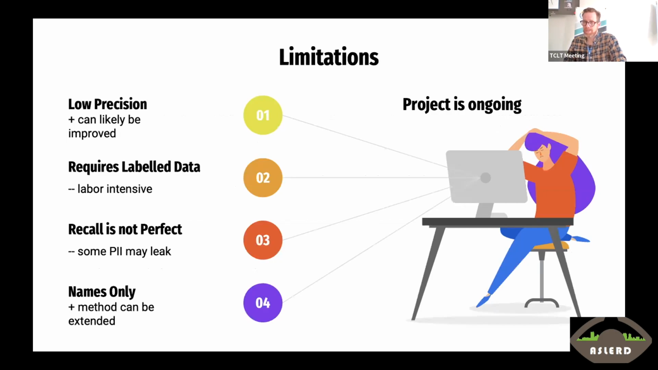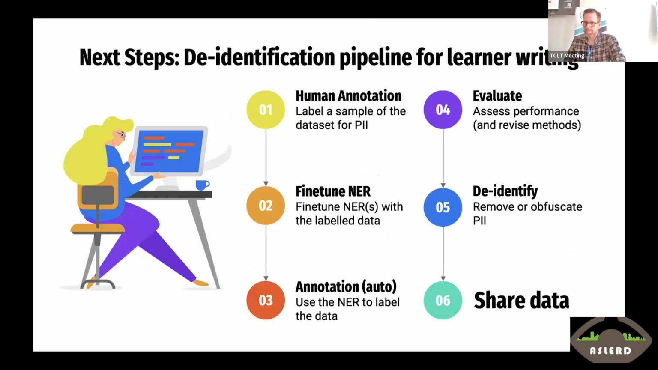So limitations, obviously, low precision. Our approach requires labeled data, which is labor intensive and difficult to do. Our recall was not perfect, and we were only looking at names here, but names are probably the most important part. Our next step is to continue with our human annotation so that we have a larger data set available. We want to fine tune our NERs a little bit better, and then use those annotations to label the data, evaluate the data, and then remove or obfuscate the PII. And then we want to be able to share that data with everyone.